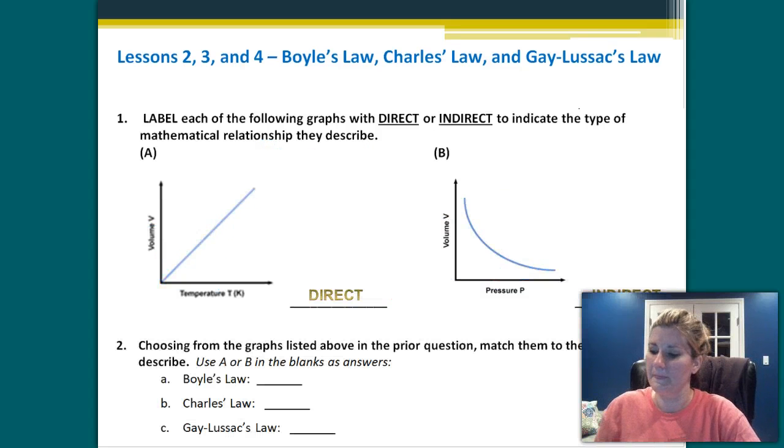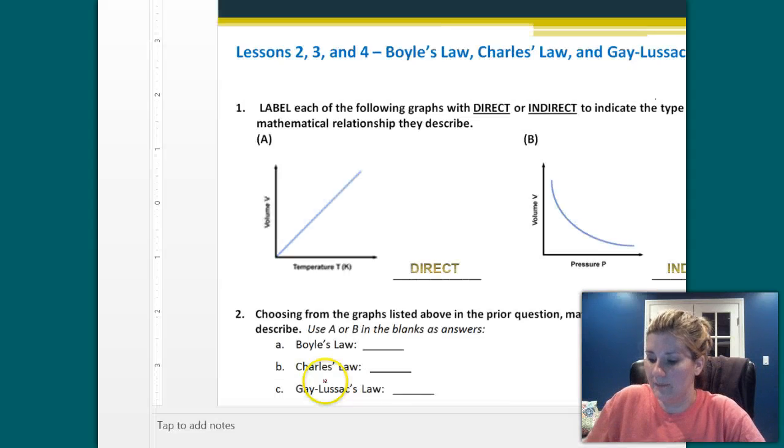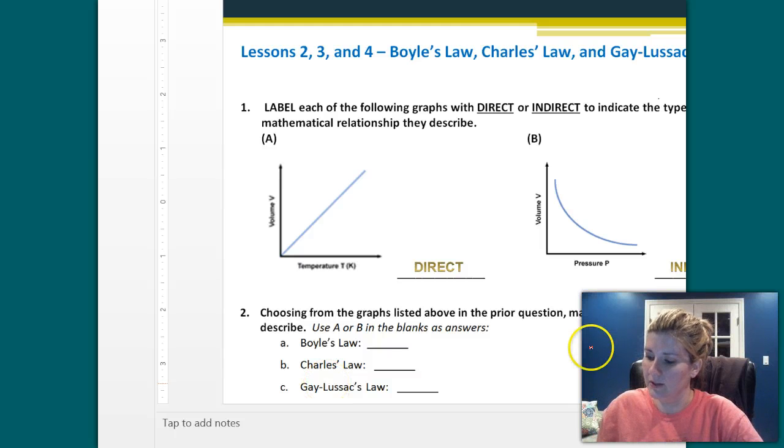Okay? Now, knowing that they are direct and indirect, we do want to be able to match those circumstances to each of the laws. And this is really about just remembering what happens in every law. And we will sort of dissect this in the future. So as an introduction, I'm going to go ahead and just lay this out on the table.